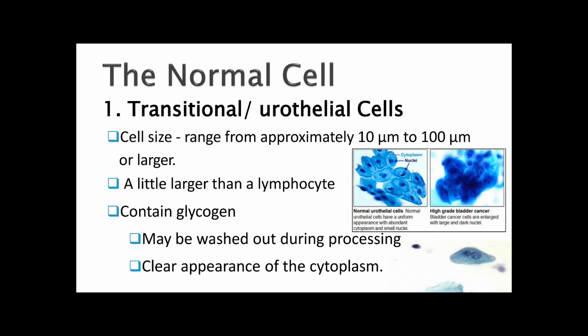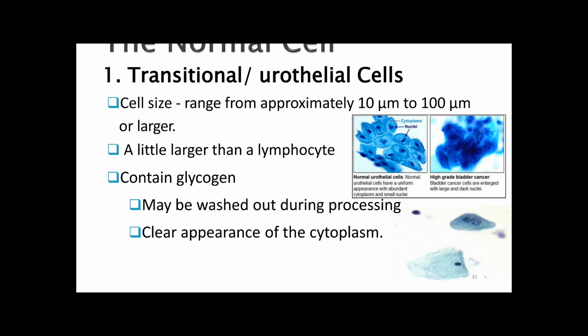And all transitional cells or urothelial cells may contain glycogen. So, another feature is that urothelial cells contain glycogen, which may be washed out during processing, resulting in a clear appearance of the cytoplasm. So, what happens during the processing? This glycogen is washed out. So, in the end, when we stain and observe under a microscope, the cytoplasm appears clear. Without processing, you can see the glycogen inside the cytoplasm.